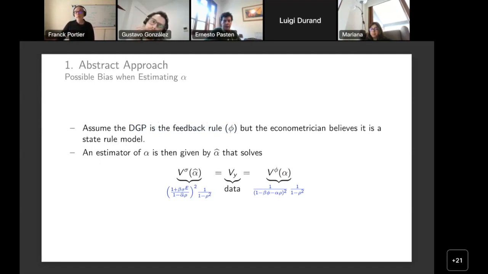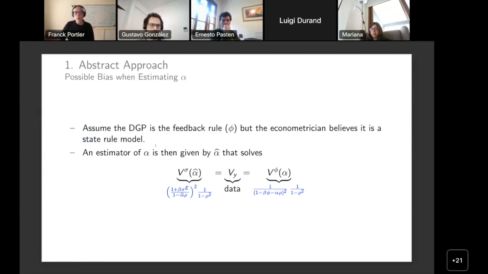But now, for some reason, the econometrician has been convinced enough that the econometrician is now estimating the model with the state rule. Does it hurt? So what is the econometrician doing? I'm the econometrician, so I believe that the world is the state rule model.